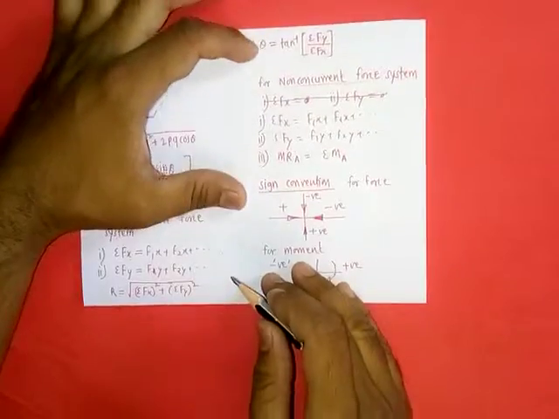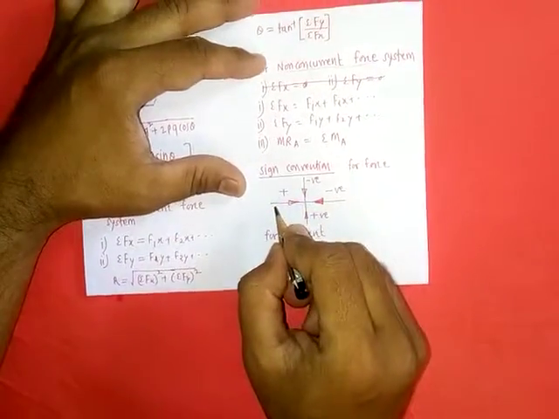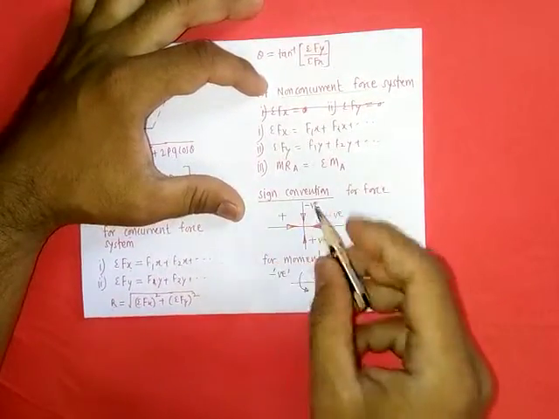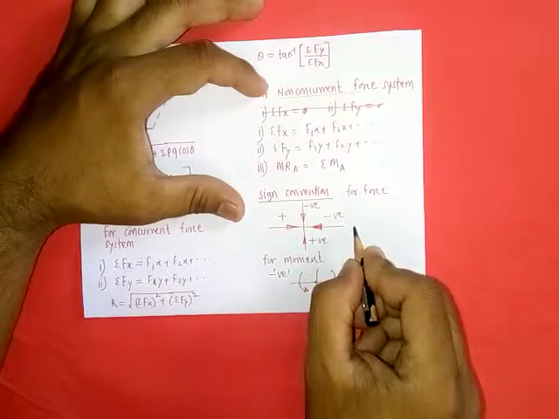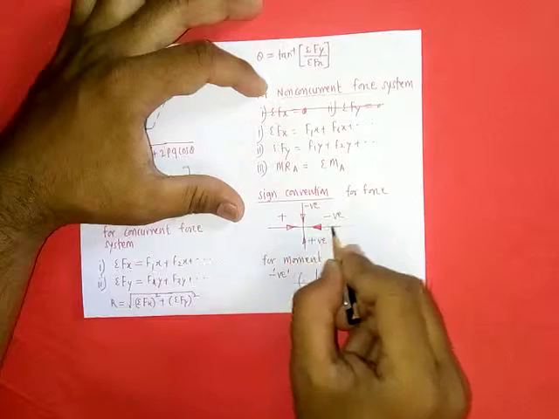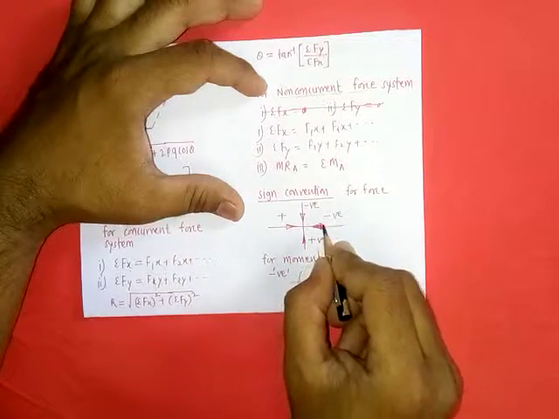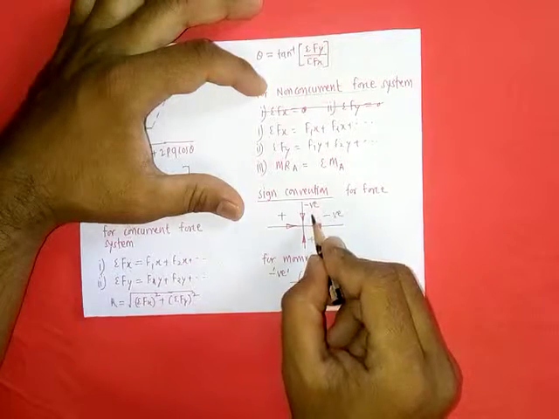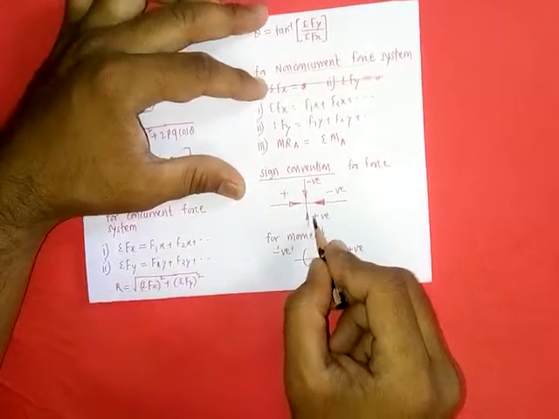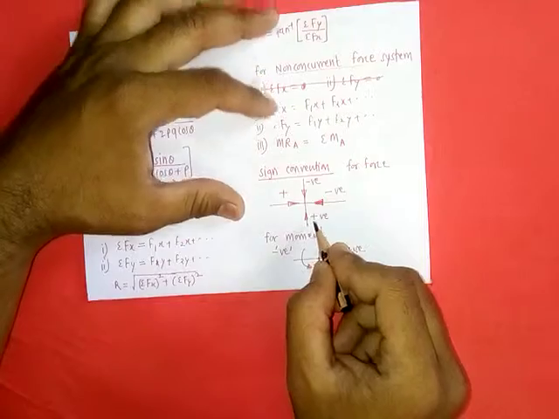Then here for calculation we are assuming a sign convention. For force, if the force is moving towards the right side, then we assume it is positive. If the force is towards the left side, then we take it as negative. If the force is downward, then negative. If the force is upward moving, then it is positive.